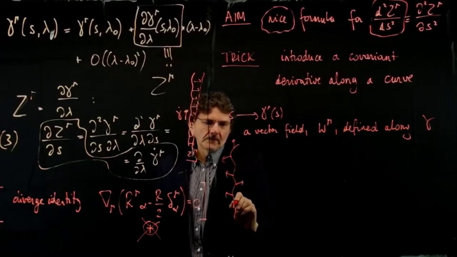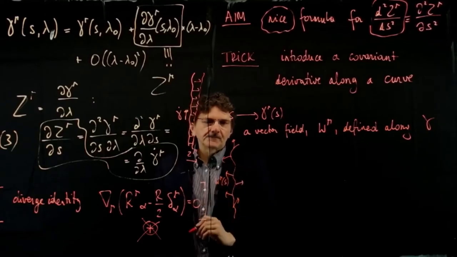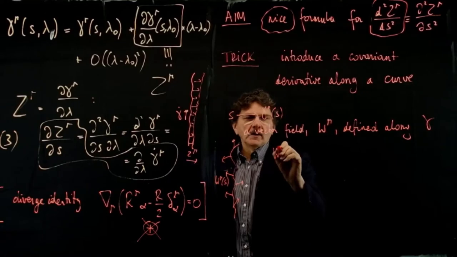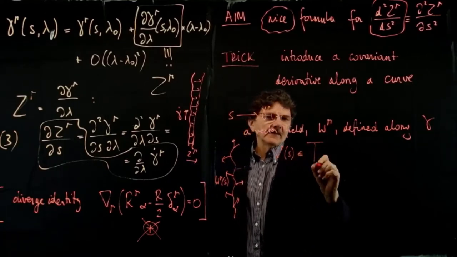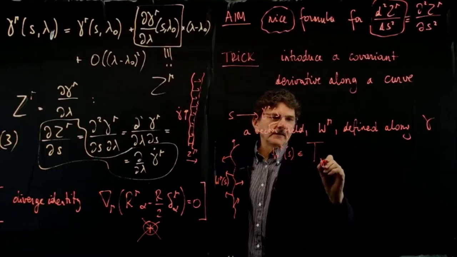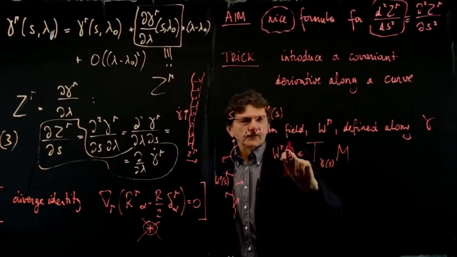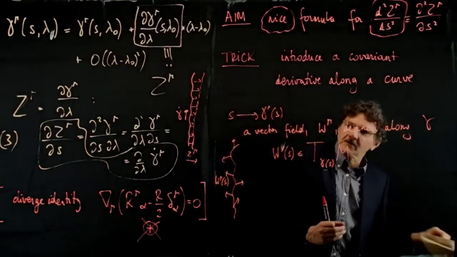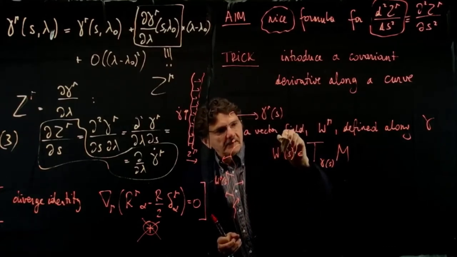Who knows how it looks like, right? So this is W mu of S. In other words, W mu of S is an element of the tangent space of the manifold at gamma of S. And I don't even need to write an index here. Just W is a vector, so I don't need indices.